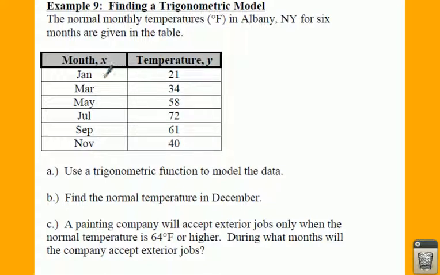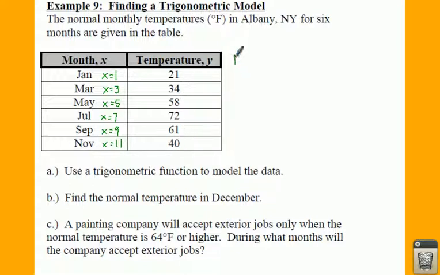So what we're going to need to do is, if January is your first month, we're going to say x is equal to 1. March is the third month, so you would say 3. And then this is going to be x equals 5. July is x equals 7. September, that's the 9th month, and November would be the 11th month for those of you who didn't know. So these are all the odd months. And here are the temperatures for those odd months.